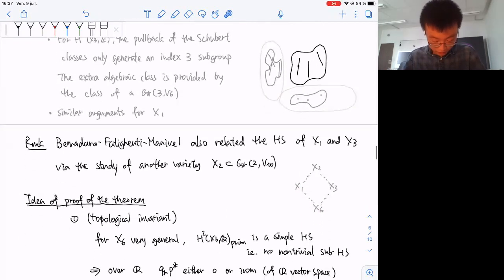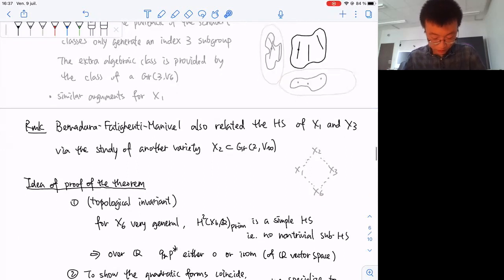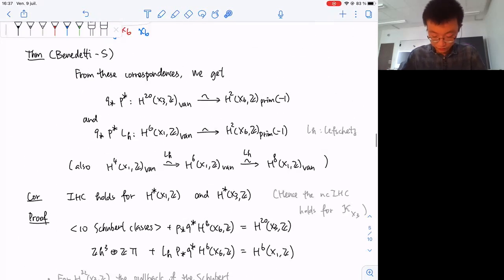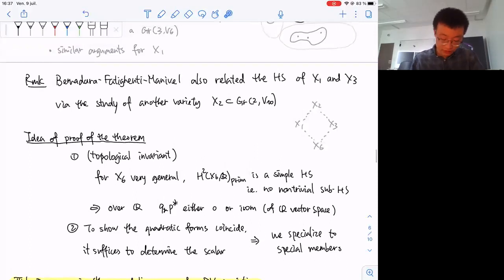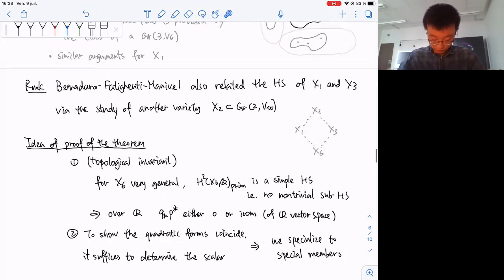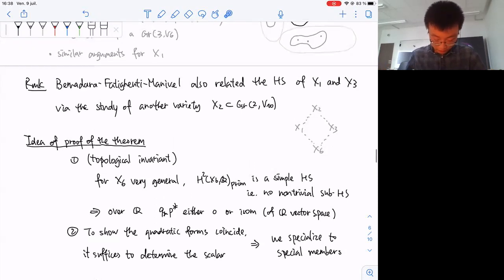Now I'd like to briefly give an idea of the proof of the theorem on the Hodge isometries. The basic idea is that the first part is a topological invariant. So if we have a family of these kinds of varieties, and we can show this on one element, then this will deform over the entire moduli space. Maybe this is not very important, so I jump to the second part.